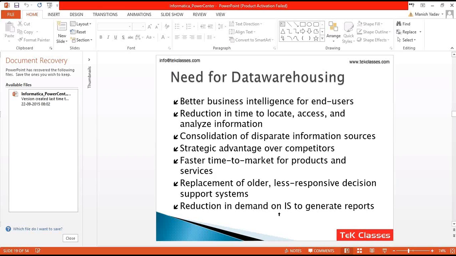So that's why you need that strategic advantage within your business from your competitors. You people are going into the digital area now. That's why all these fields have become hot: ETL, data warehousing, BI, and nowadays big data and many other advanced things coming up. Then faster time to market for products and services, obviously, replacement of older, less responsive decision support systems, and reduction in demand on IS to generate the reports.